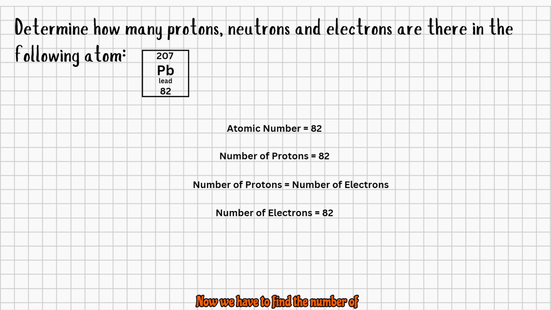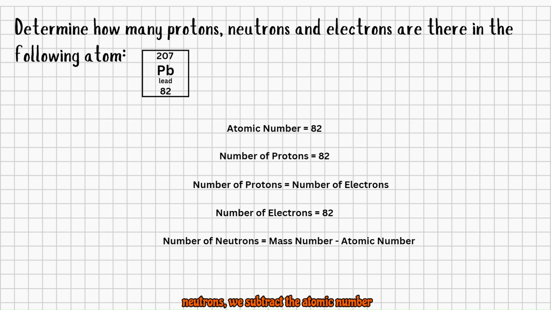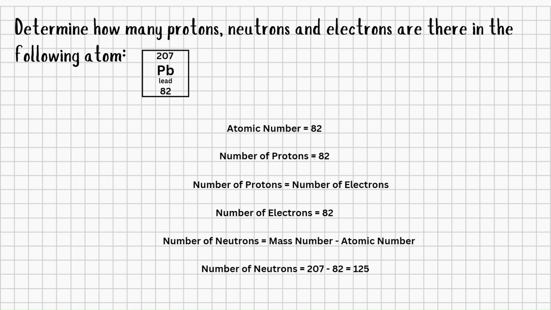Now we have to find the number of neutrons. To find the number of neutrons, we subtract the atomic number from the mass number. That would be 207 minus 82, which equals 125. So our number of protons are 82, number of electrons are 82, and number of neutrons are 125.